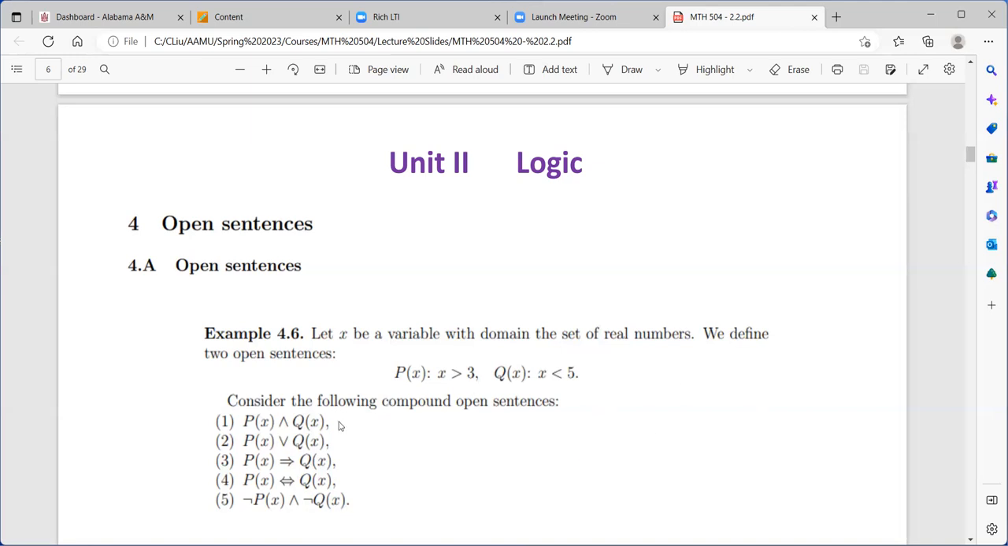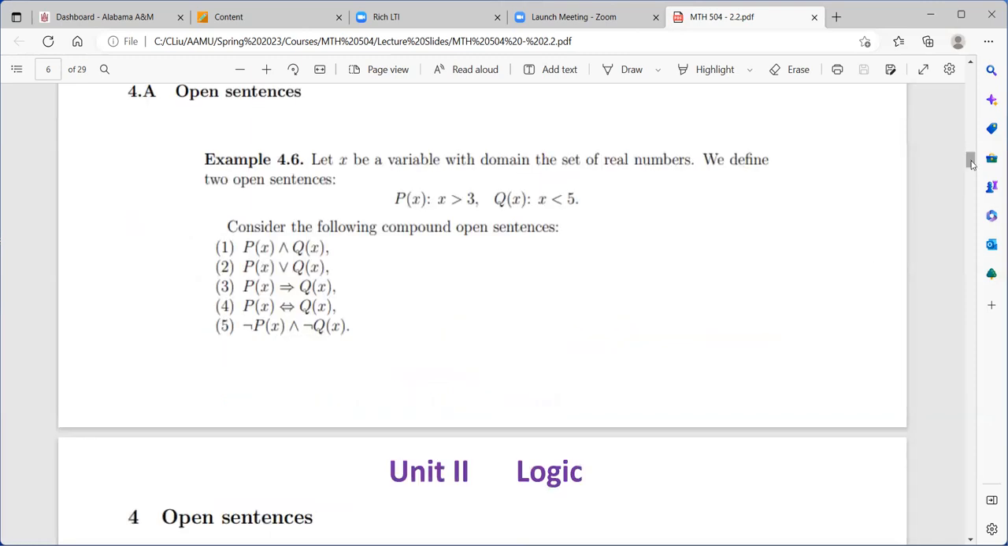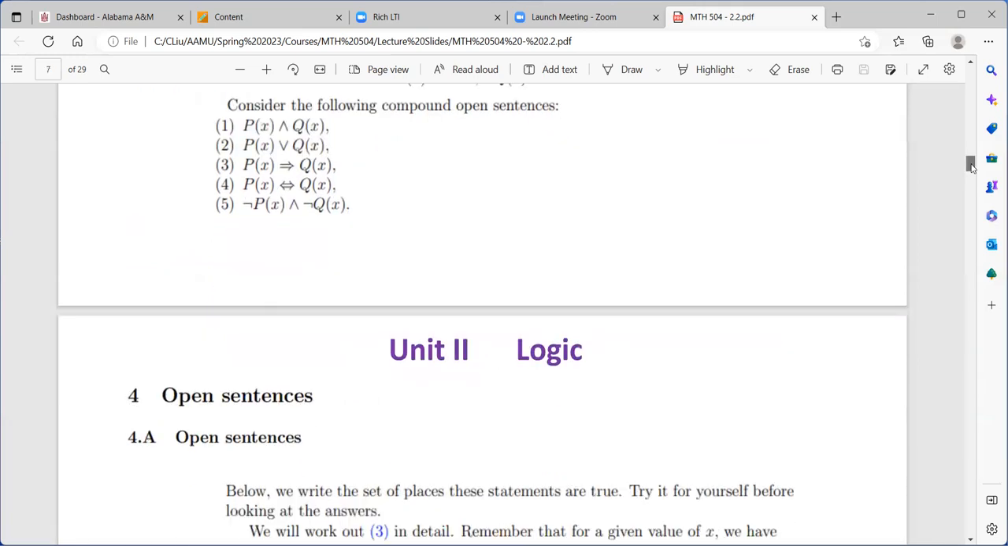Then you want to know when each of those compound open sentences is true. We got the 5 compound open sentences, and we want to know for each of them what value of x makes the compound open sentence true. All right, let's just look at one of them, and you can work out the remaining.